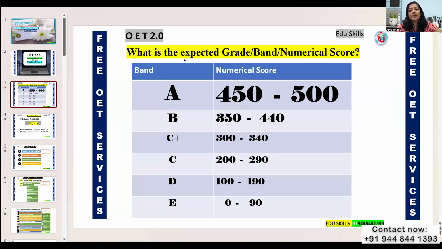In the reading part, the grades are A, B, C plus, C, D, E. But we are focusing only on A grade. It's 450 to 500. Then B grade means 350 to 440. So we need to focus only on A grade, so that we can score at least above 400.